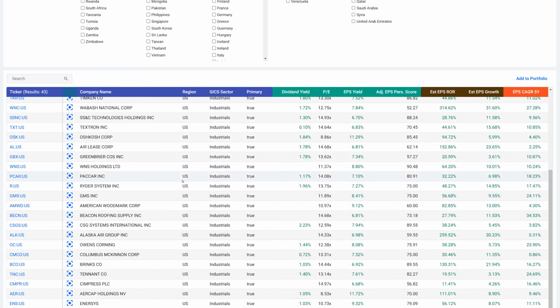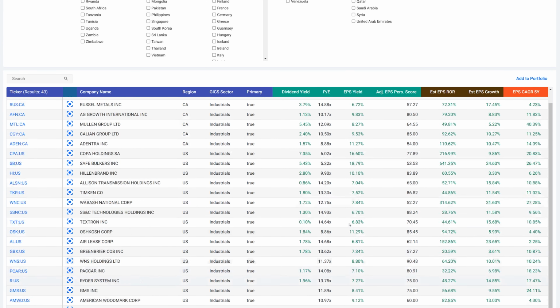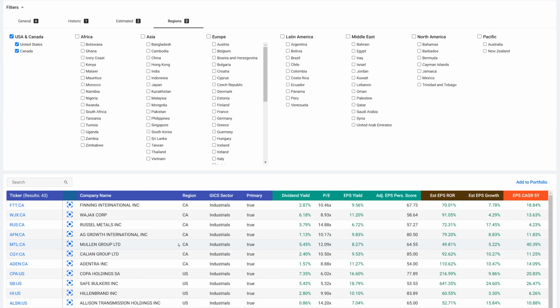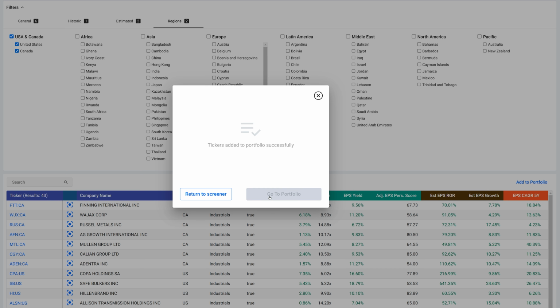So now I can get some good information here. This gives me all the things I screened for up here. But to really evaluate what the screens did, I want to create a portfolio. So we have, very conveniently, an add to portfolio feature here. So I'm going to click that. I'm going to name this Industrials, and I'm just going to put a number on it. I'm going to call it Industrials 3, okay? And then I'm going to say create and add to the portfolio tab. Now, the tickers have been added to a portfolio successfully.